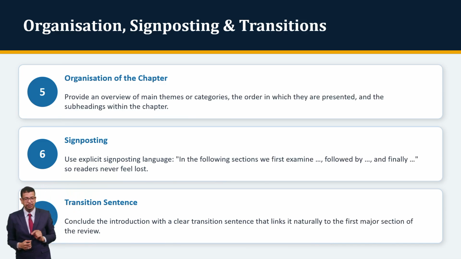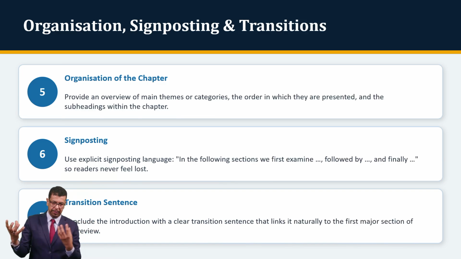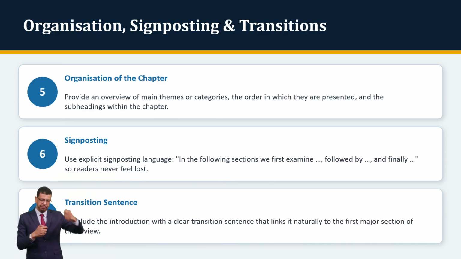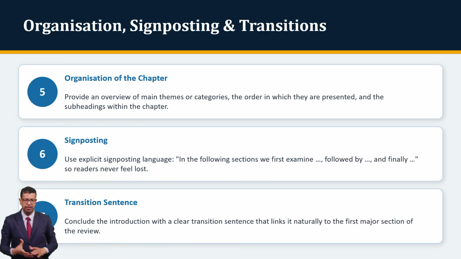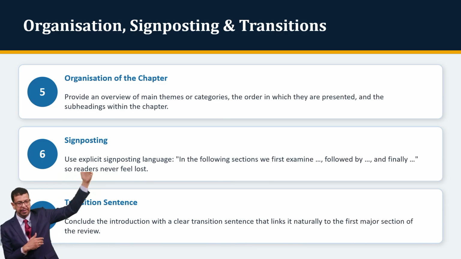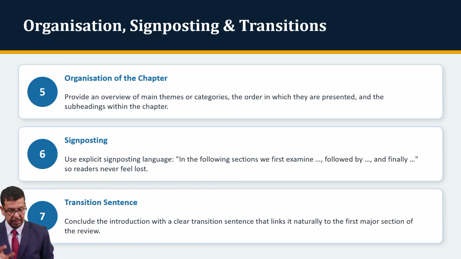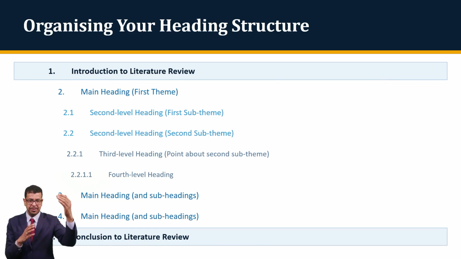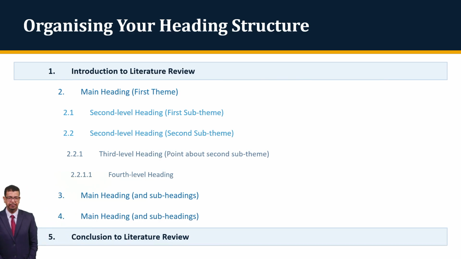It's very important to use transition sentences, whether when making comparisons, emphasizing, or contrasting and so on. And you have to conclude the introduction section of the literature review chapter with a clear transition sentence that links it naturally to the first section of the review. The next slide is an example of the structure. It could be structured in this way: main heading, then the second heading, and so on. So it's very important to use numbering.